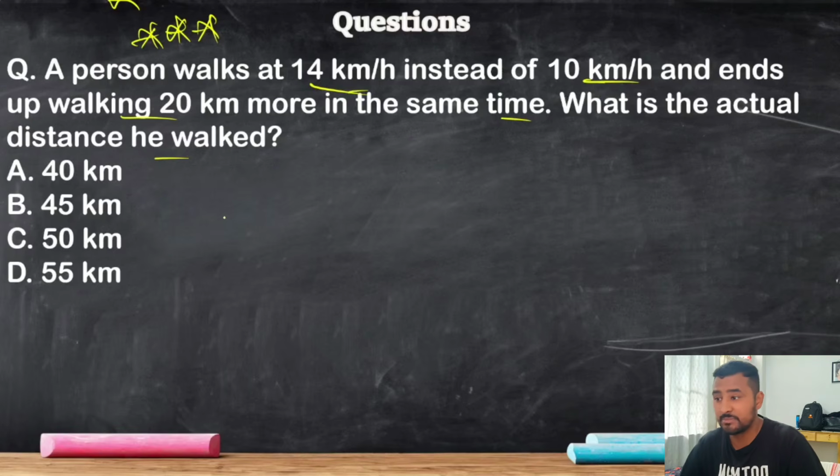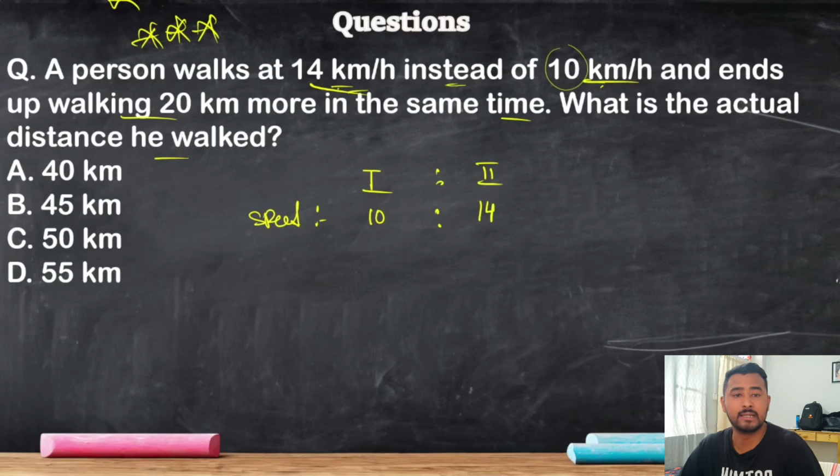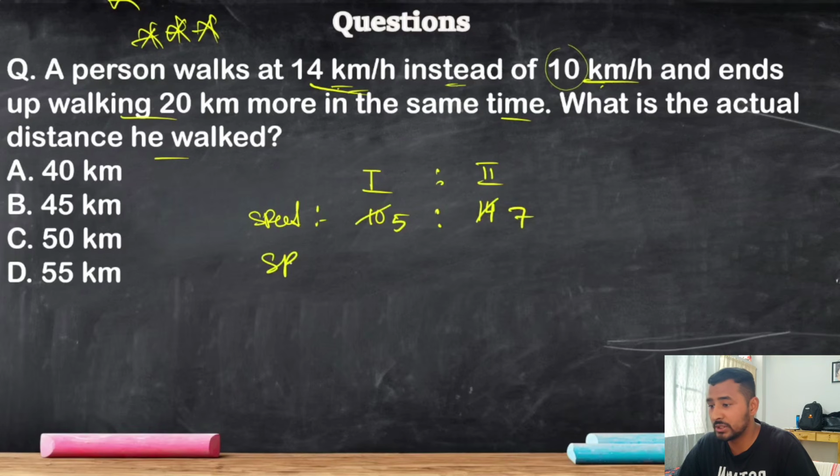So see, the speed is already given. Suppose a person is traveling from one position to a second position, okay? So first thing, speed is given. How much speed is given? See, instead of 10 km per hour it's going 14. So our first speed was how much? 10, right? You write this one. And our second speed is how much? 14. Clear? Now get the ratio of this one. 2 into 5, 2 into 7. So our speed ratio will be 5 is to 7.